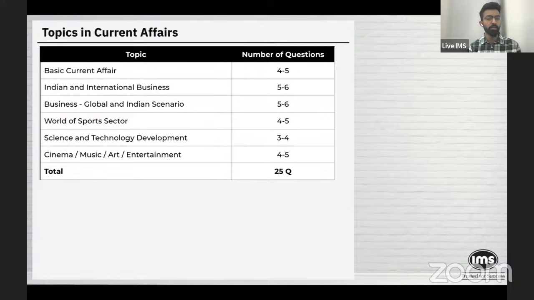Now, the topics in current affairs were easy topics. Most of the students were able to get all the answers. There were 4 to 5 questions on the basic current affairs going on, 5 to 6 on the Indian and international business scenario. Then again, global business scenario and Indian scenario, we had 5 to 6 more. So again, this business scenario was given a lot of weightage in the current affairs section.